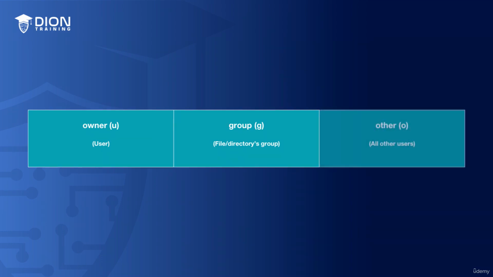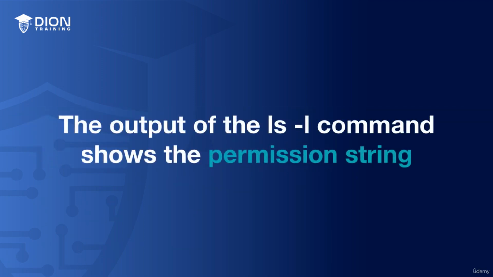When we talk about O, or other, this refers to other users on the system, and these are users who are not the owner and they're not a group member. This is essentially the permission group that you need to watch the most when you're giving permissions and controlling least privilege. Now, the output of the ls -l command will show the permission string for a file or directory as you see the list of files.